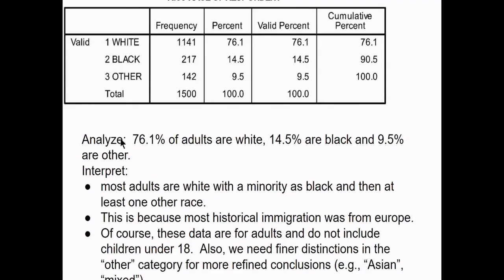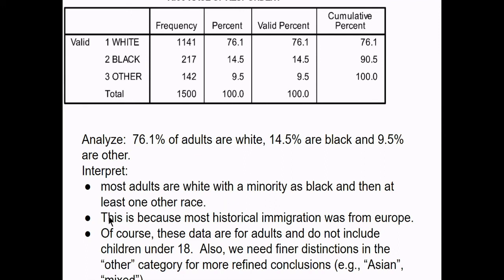So how would I write this up in an analysis and interpretation? Well, I would say this: 76% of adults are white, 14.5% are black, and 9.5% are other, right? Using only the valid percent column. Interpretation: most adults are white, with a minority as black, and then at least one other race. Okay, and I would say that my hypothesis is supported, that most adults are white.